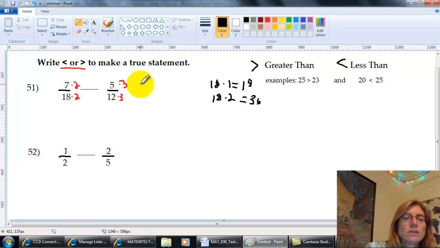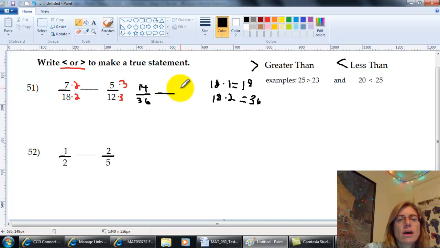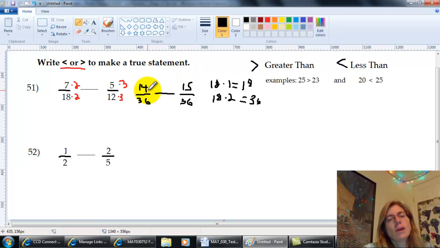7 times 2 is 14. We're looking for, is that greater or less than 12 times 3 is 36. 5 times 3 is 15. So is 14/36 greater than or less than 15/36? Obviously it is less than. So we use our symbol for less than.